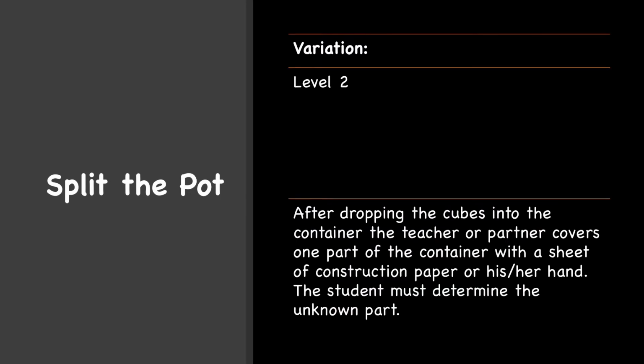At level 2, the student will be working on determining the unknown or missing add-in. After dropping the cubes into the container, the teacher or partner covers one part of the container with a sheet of construction paper or his or her hand. The student must determine the unknown part.